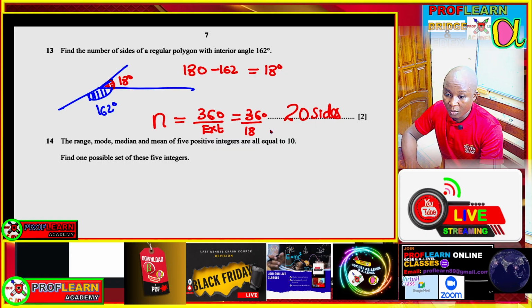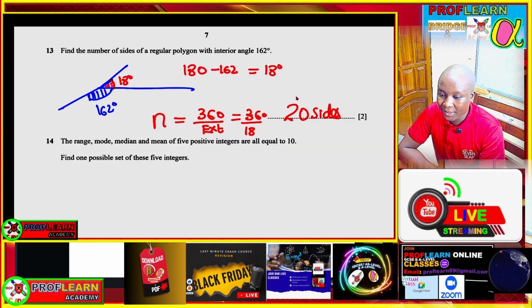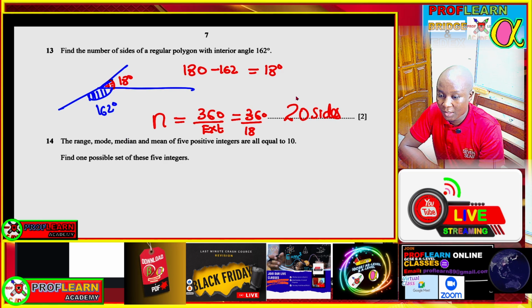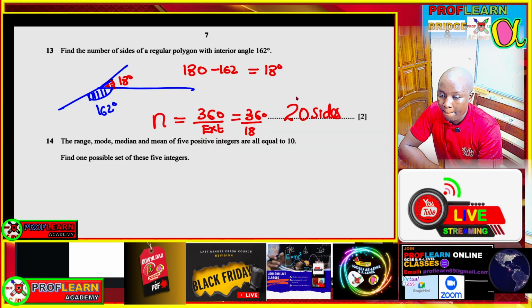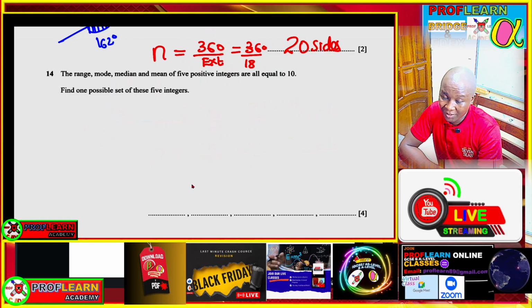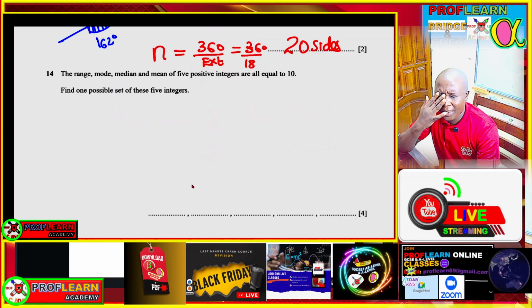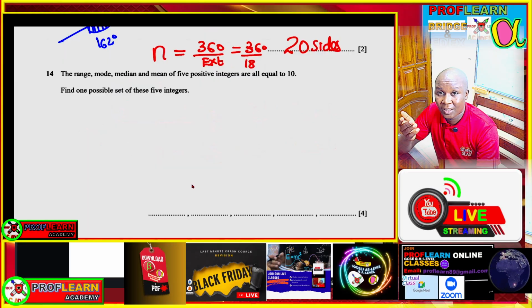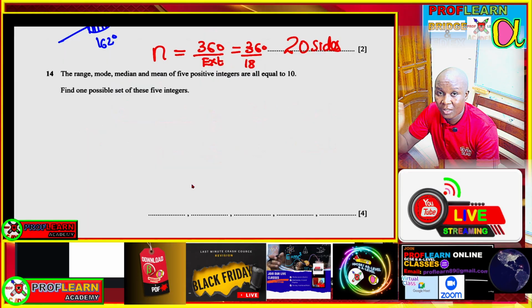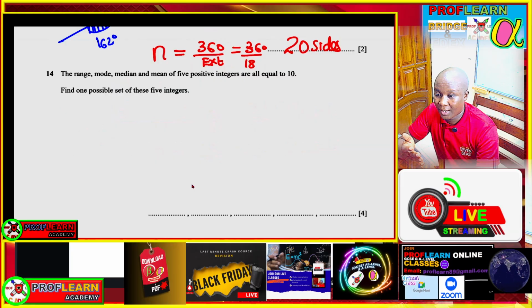Well, we need to move to question number 14. We are supposed to find a possible set of 5 integers such that the range, mode, median, and mean of the 5 positive integers are all equal to 10. So if the range is 10, it means that the highest number is maybe 15 and the lowest number is maybe 5. So you can be able to do it like that.